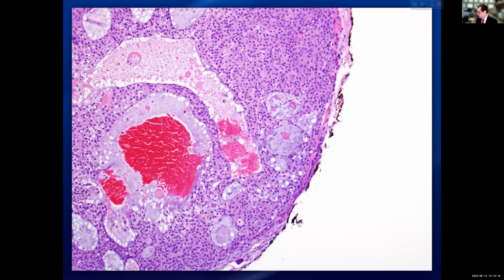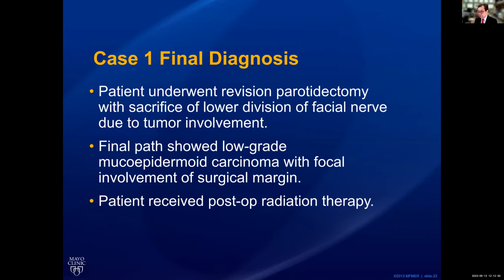However, the margin is positive, so I called my surgeon. We've been working together a lot, and I said, "Why did you stop?" He said it was because the tumor is touching the facial nerve, and the patient didn't want to sacrifice the facial nerve. So as a result, the patient had to go to radiation therapy.